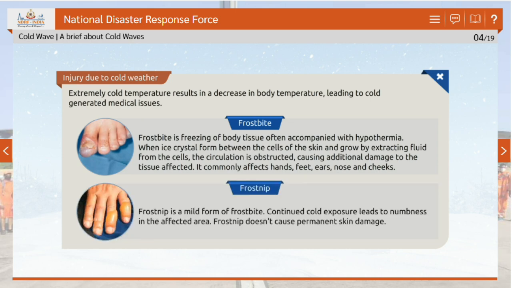Frost nip is a mild form of frostbite. Continued cold exposure leads to numbness in the affected area. Frost nip doesn't cause permanent skin damage.